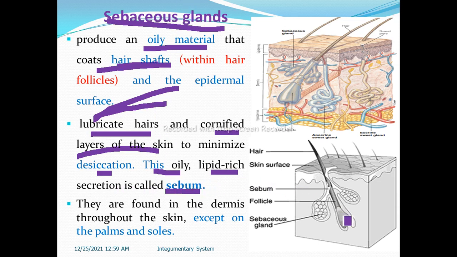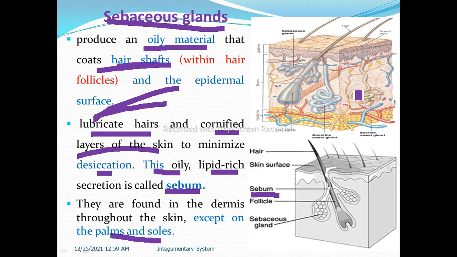So this is the hair bulb, this is the hair follicle, this is the hair matrix, and this is the sebaceous gland. The sebaceous gland secretes these secretions. So the secretion of the sebaceous gland is known as sebum. It is secreted into the hair follicle and shaft of the hair. They are found in the dermis throughout the skin, except on the palms and soles. So first, the sebaceous gland is within the dermis layer. Second, in the dermis layer they are found all over the body except the palms and soles.